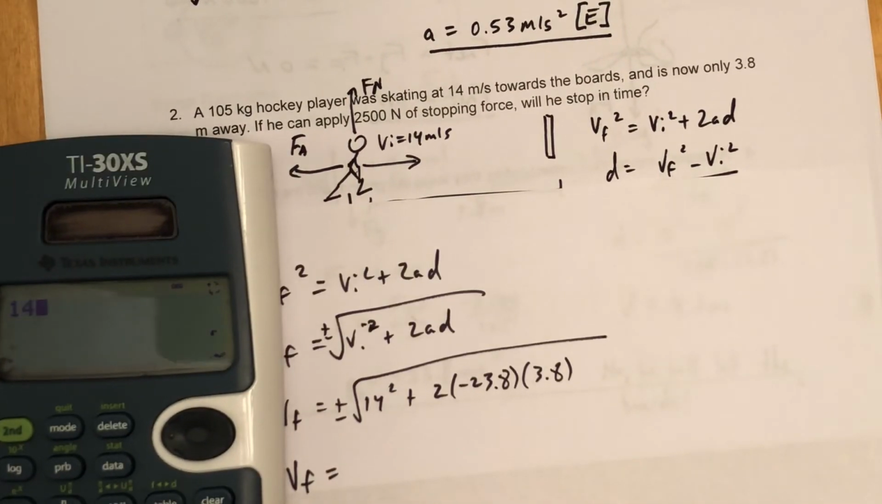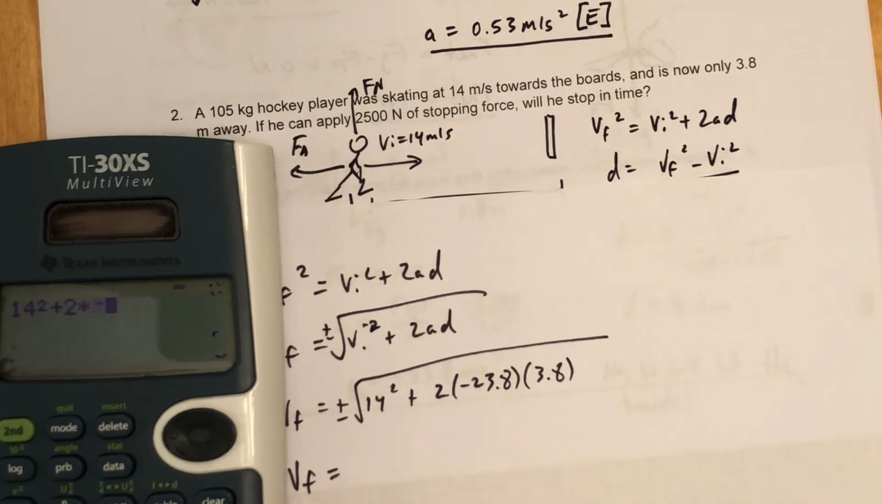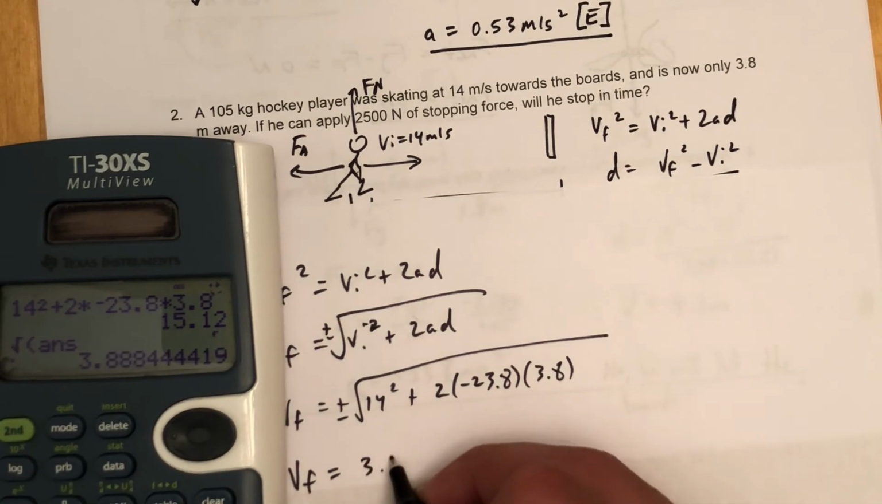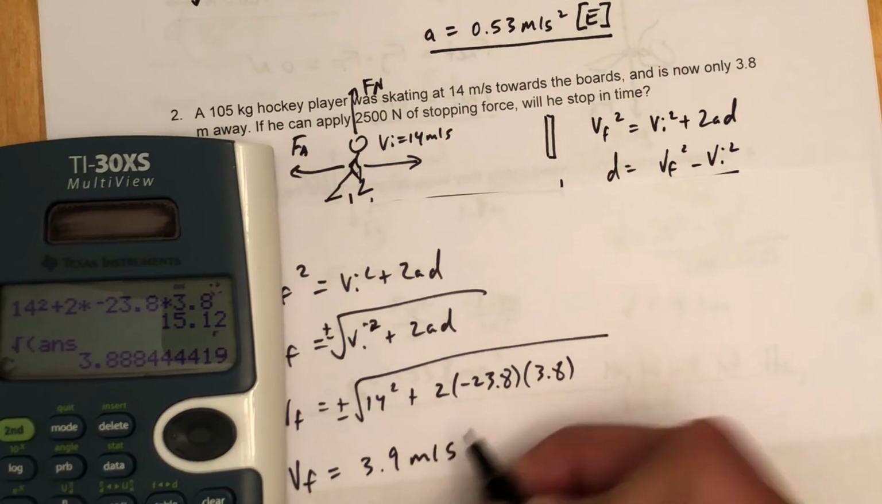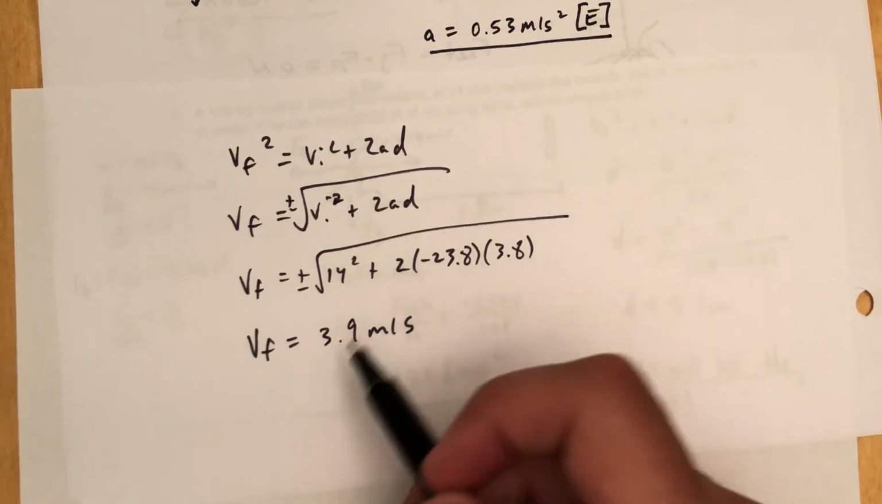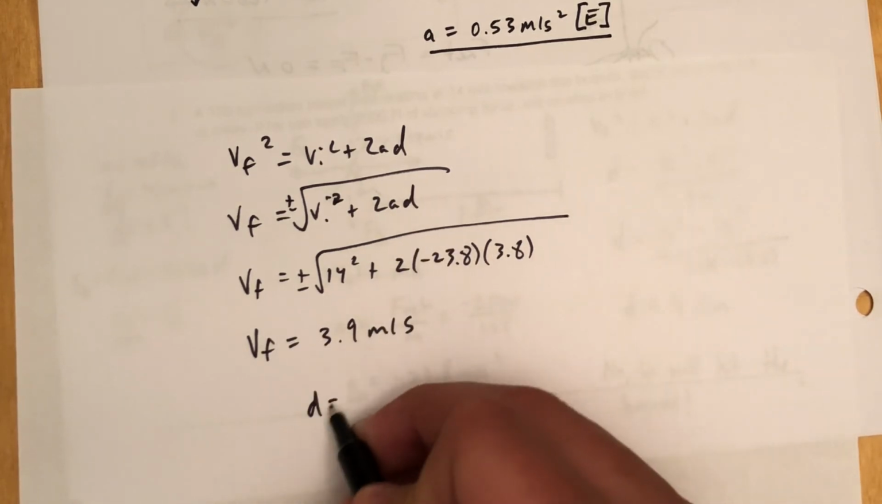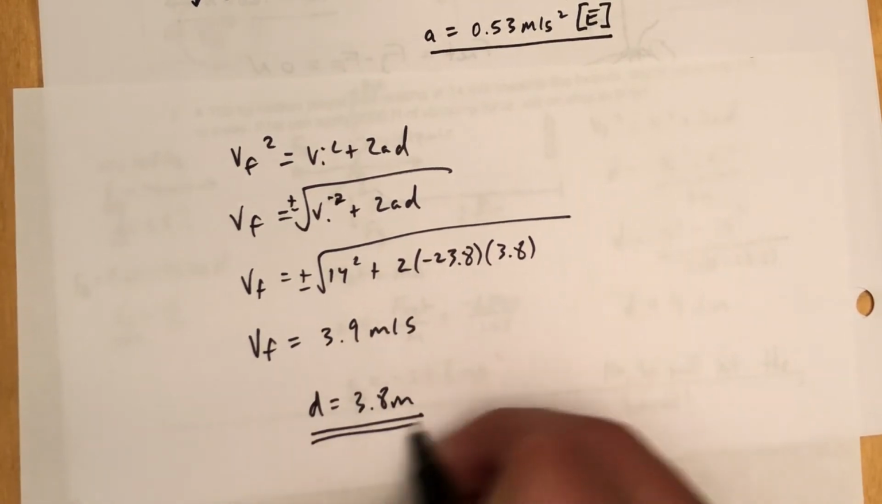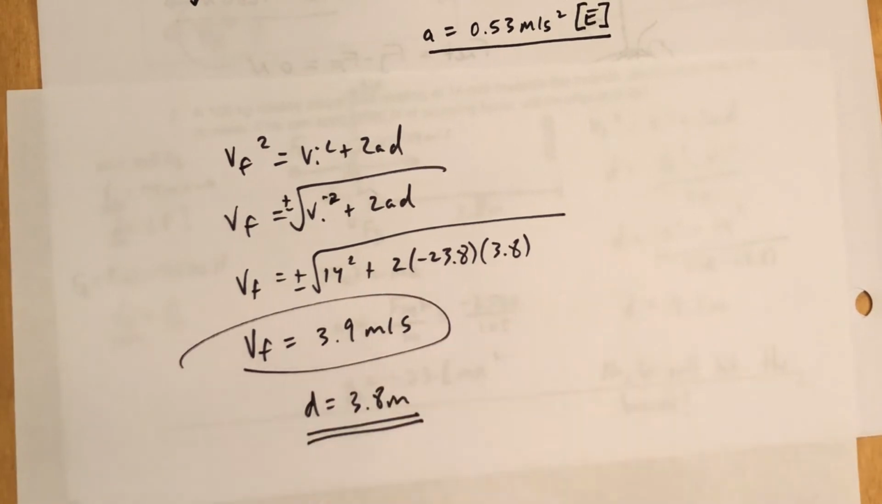All right, we have 196 multiplied by 2 times negative 23.8 multiplied by 3.8. We're going to get a value of 15. Take the square root of that, and we're going to get 3.9 meters per second. So at 3.8 meters, literally when he hits the boards, he will be traveling 3.9 meters per second. So clearly he has not stopped.